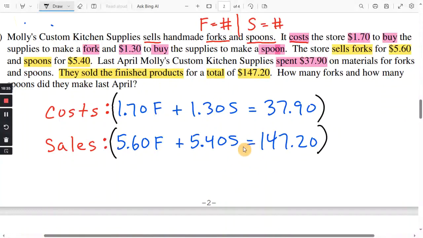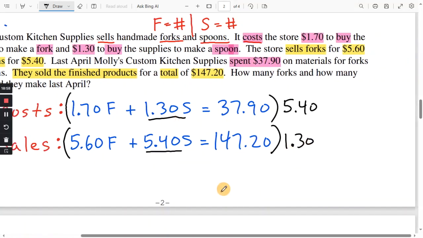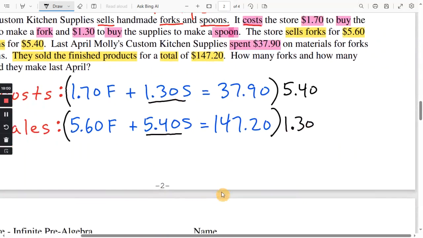So let's look at the S's. All right, I'm going to take the 5.40 and multiply the top equation by 5.40. And I'm going to take the 1.30 and multiply the bottom equation by 1.30. All right, so I put this one here and this one here. That's why I call it crisscross. All right, let's see. Now we're going to have to distribute this.